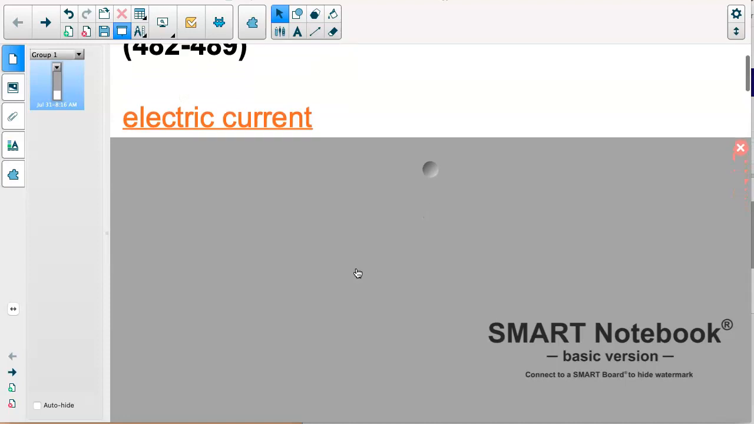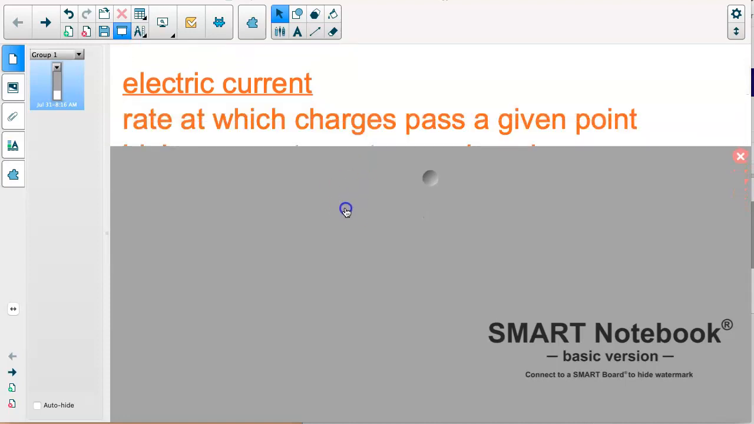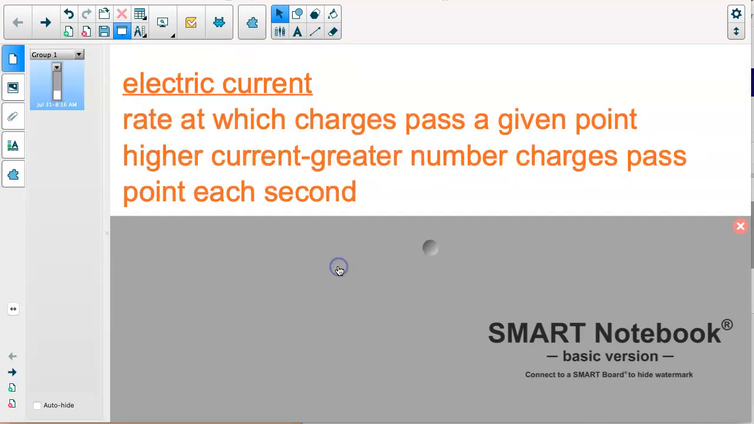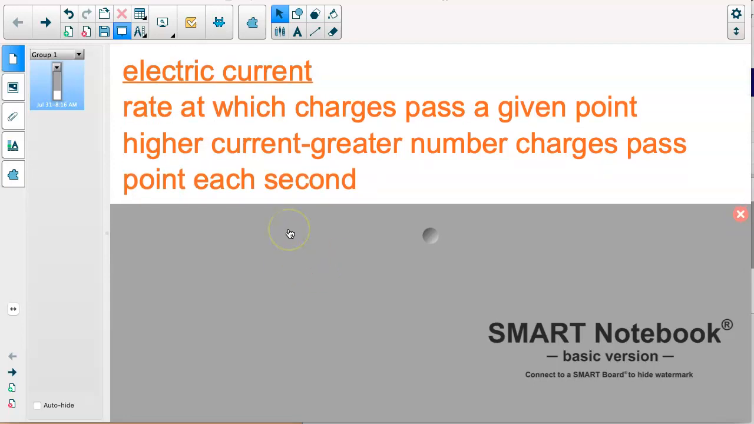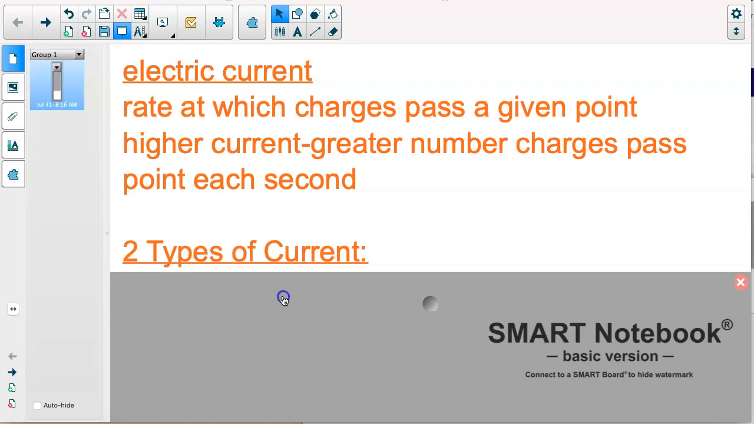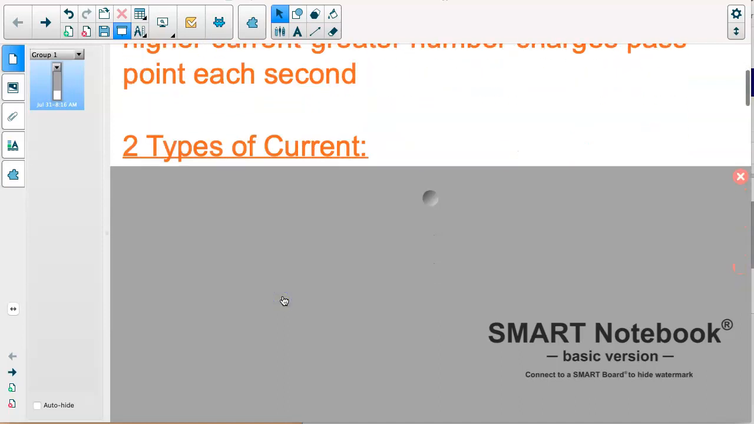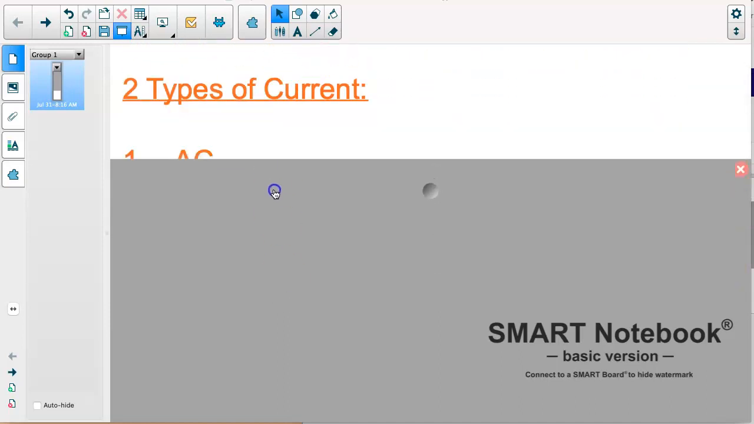So a couple terms, electric current, that's important to note. It's a rate, so how fast those charges pass a given point. If it has a higher current, there are more charges passing through each second. So it's an important thing to measure. You don't want to have too much current passing through, and that can cause some issues, and we'll talk about that. But first, let's talk about the two types of current, and these will come up again.